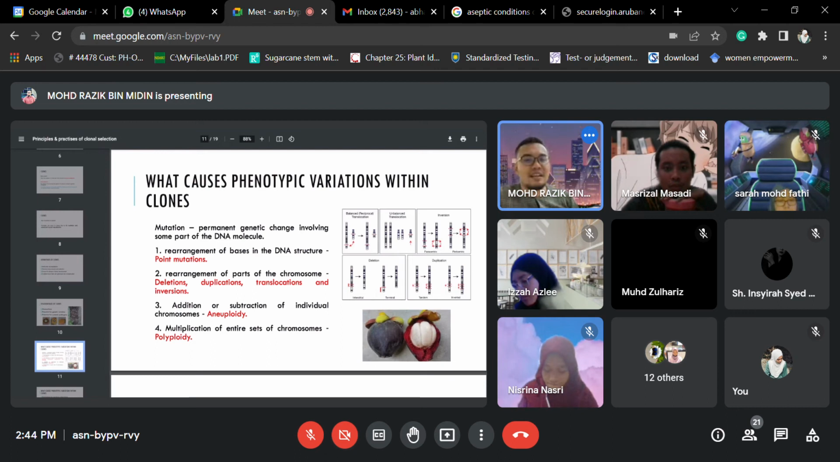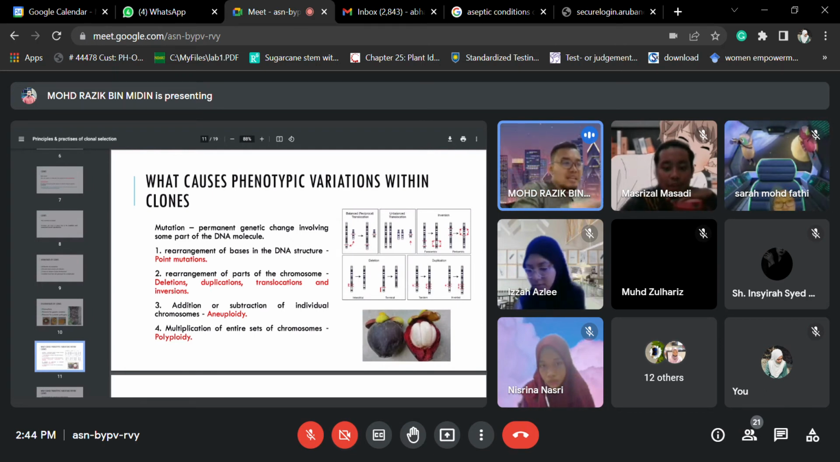Number one, the cause of phenotypic variation is rearrangement of bases in the DNA structure. We call it a point mutation. Number two, rearrangement of part of the chromosome, such as deletion of a specific sequence, duplication of several sequences, translocation between sequences, and inversion. Number three, addition or subtraction of individual chromosomes, which we call aneuploidy.